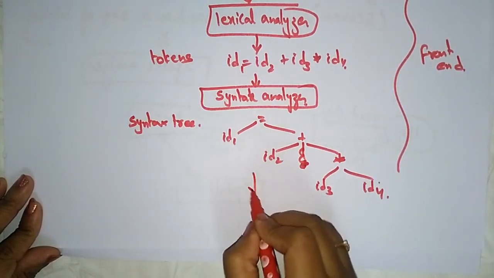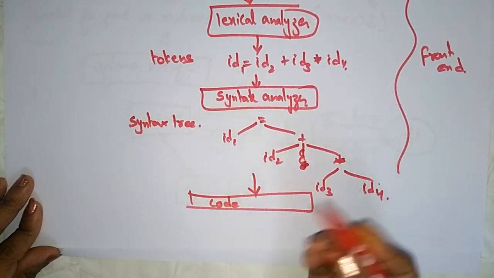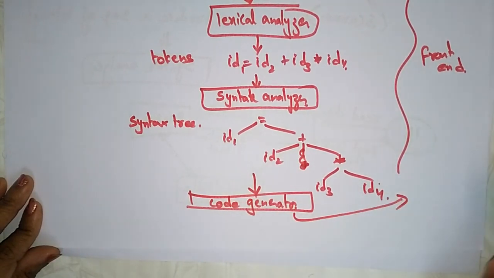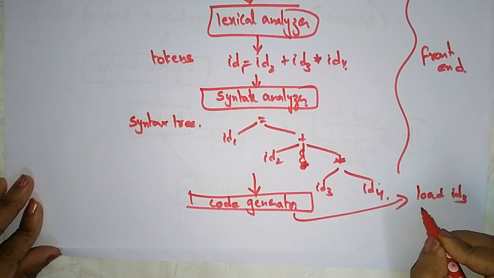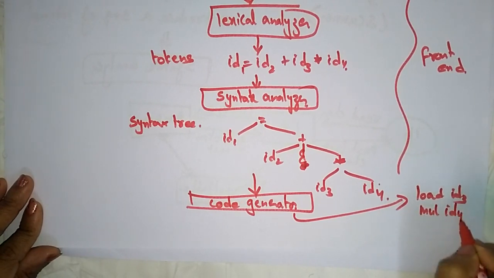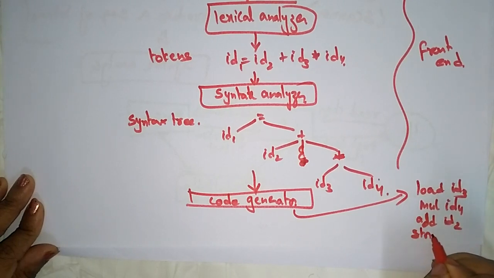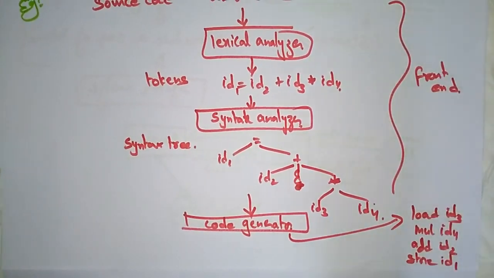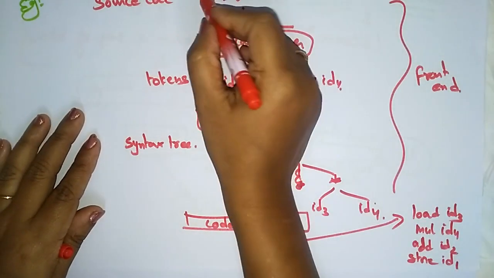In the back end, with the help of the code generator, you will get the final target language. What is the target language? It is the generated code in assembly language: load ID3, mul ID4, add ID2, and finally store ID1. So this is actually the process. I hope you understand what exactly the lexical analyzer is doing by taking this example.